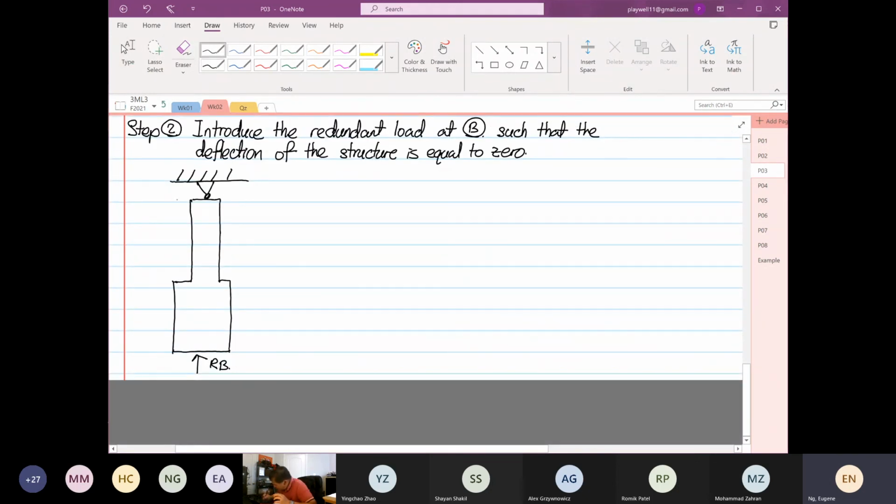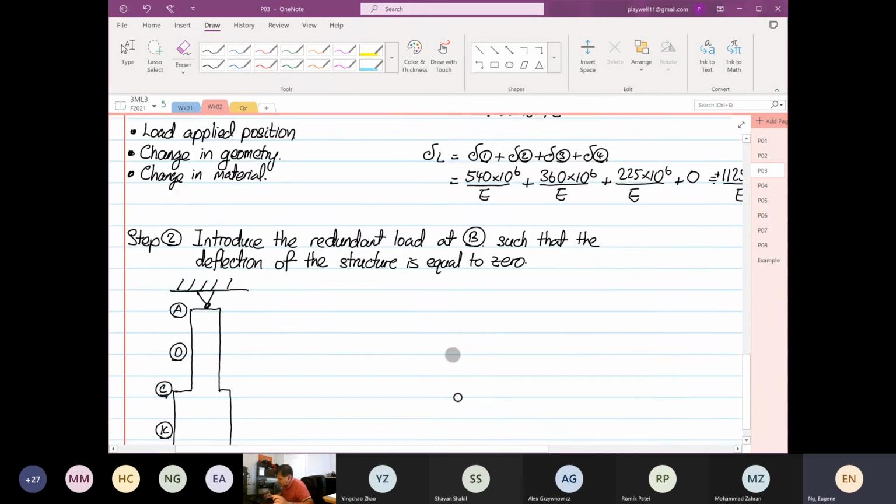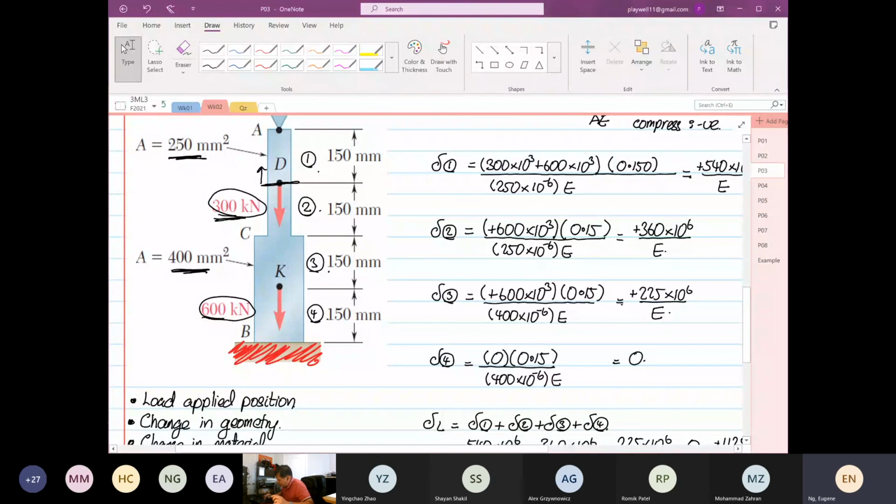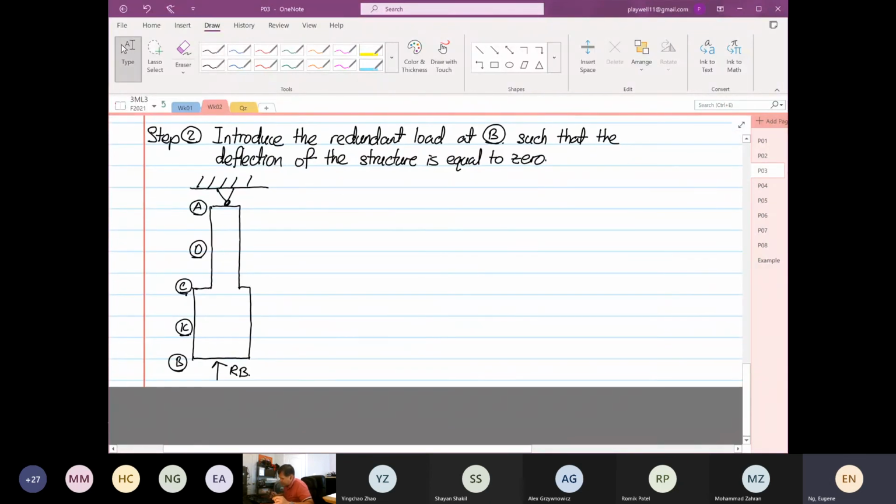So where you see down here, you have point A. This is your point B, point C, point D, and then we have our point... No, there's no point D. Is there a point D? Oh, there's a D down here. D, C, and point K. Point D and point K actually have loads, but we analyzed them already. We remove them when we introduce the redundant load.